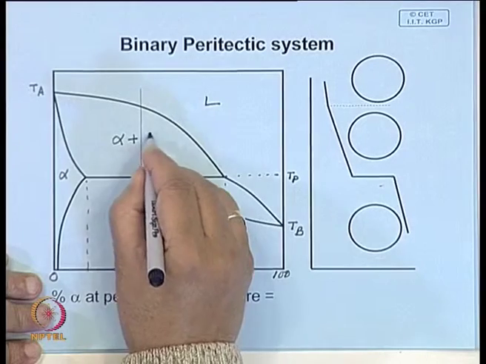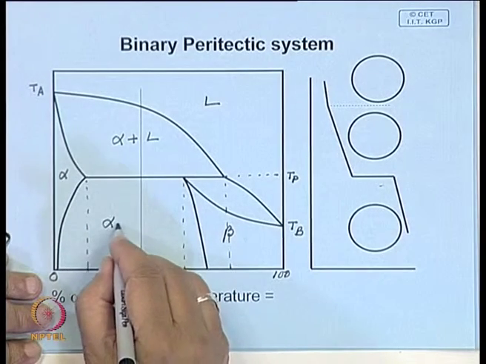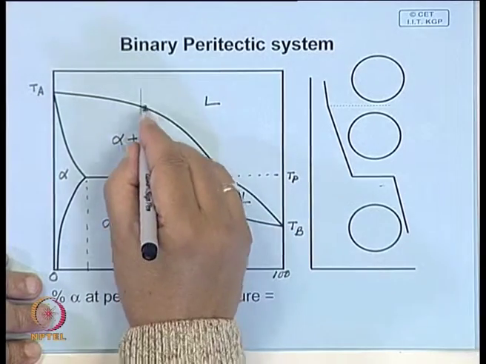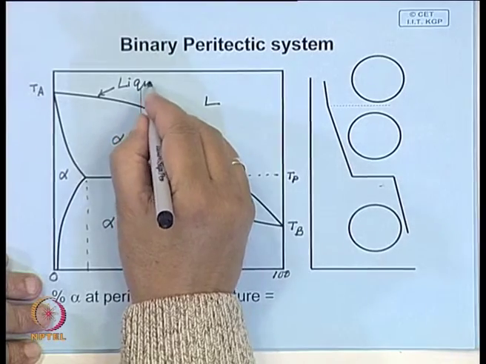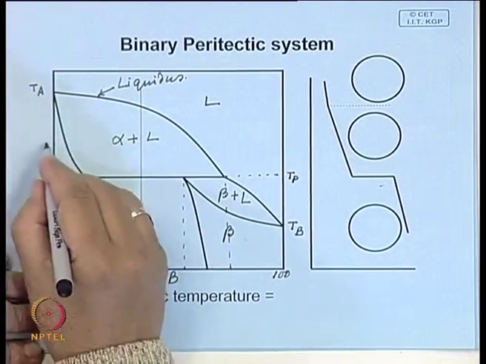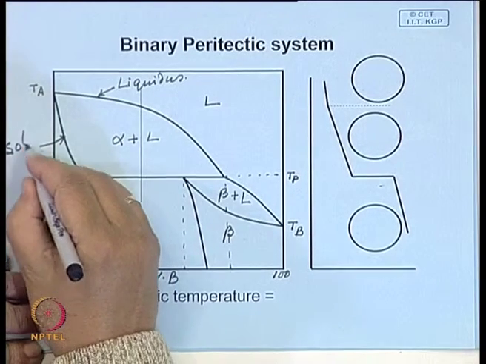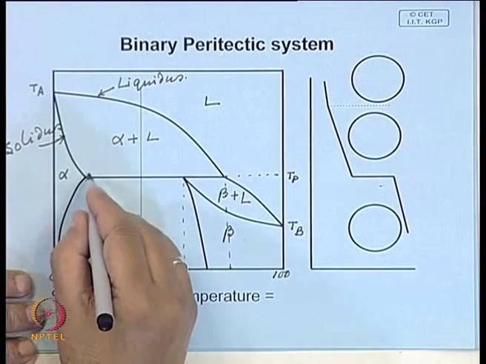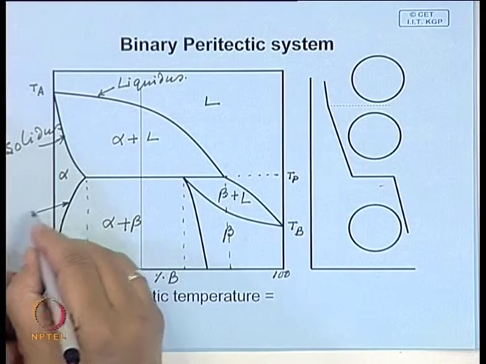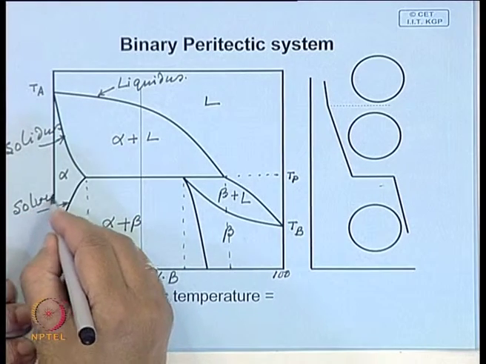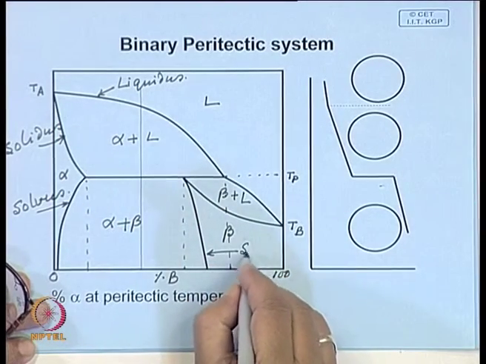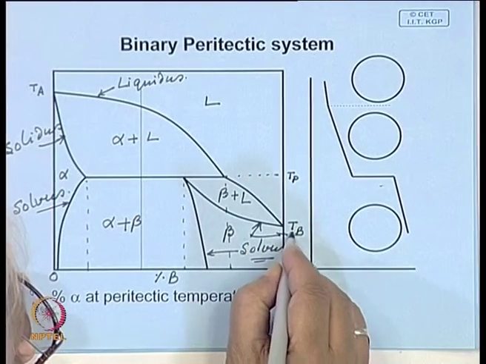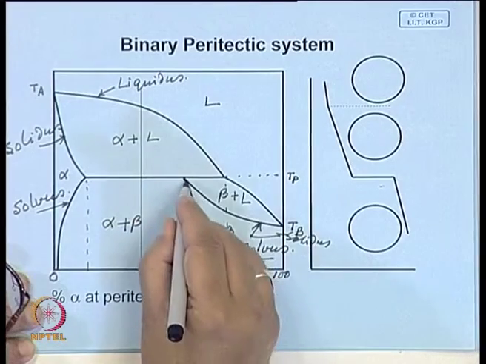And here you have alpha and liquid coexisting. Here you have a microstructure alpha plus beta, here you have beta plus liquid, and these are the liquidus temperature, this temperature, this is called solidus, and these lines which show that solubility is changing with temperature, this line is called the solvus line. So, this is the solvus line, this is solidus, this is liquidus.